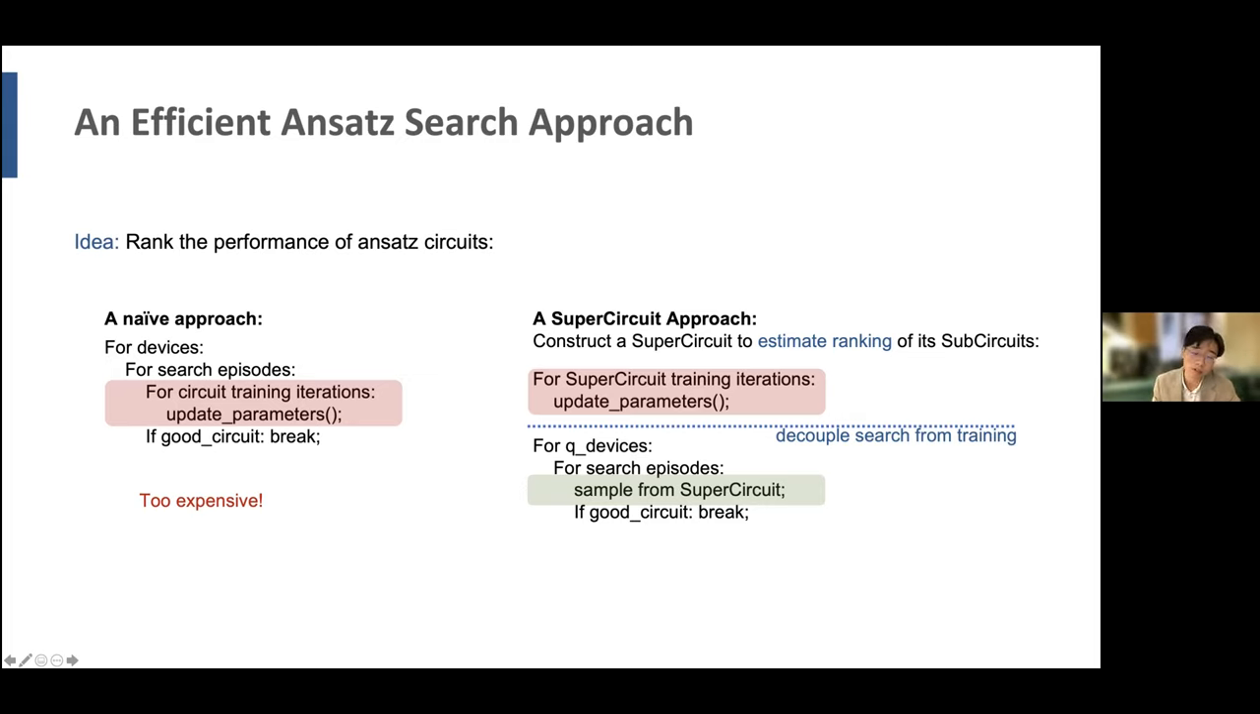And if you are familiar with the supernet and subnet construction, this has a strong flavor of that. At the end, I'll highlight things that we learned in using these techniques in the context of parameterized quantum circuits. Some techniques work, some don't. So it's very important that we take the working techniques.